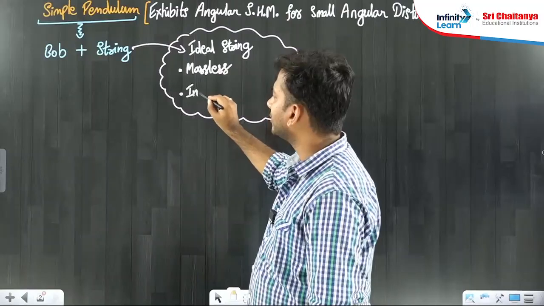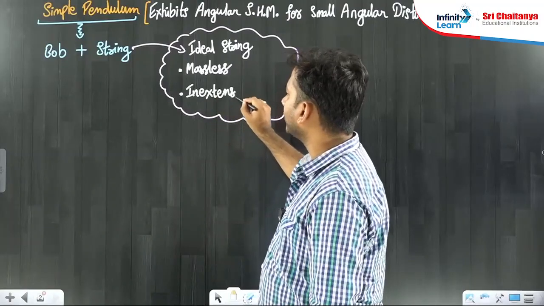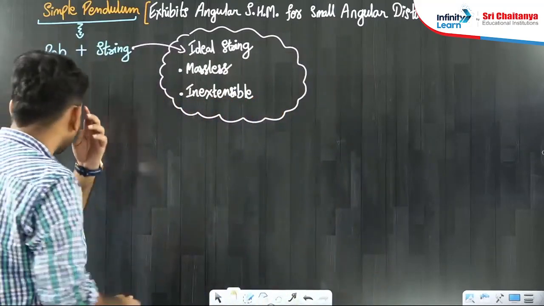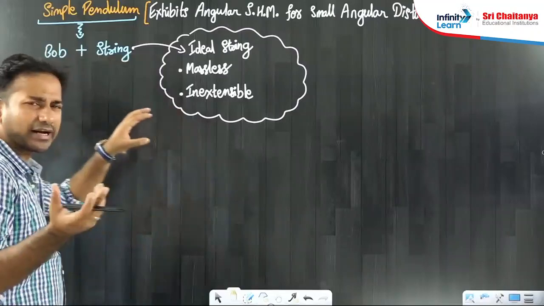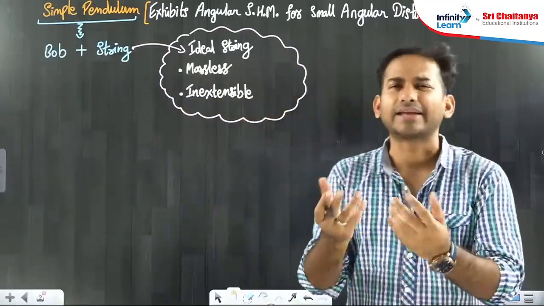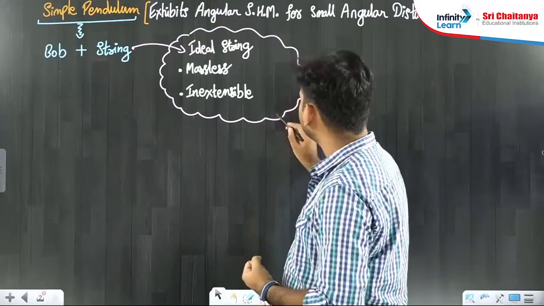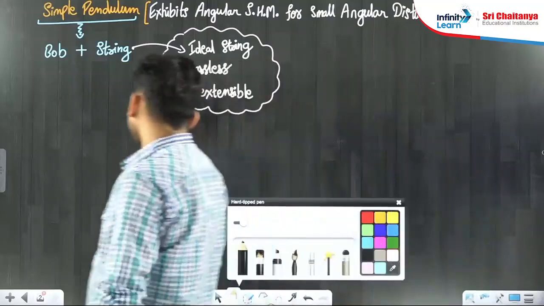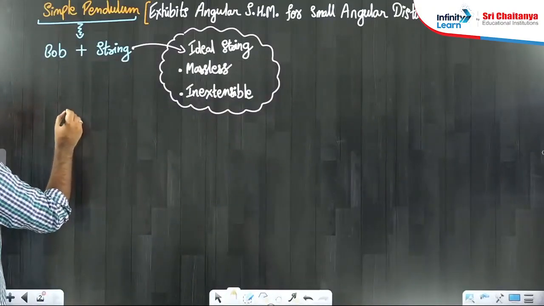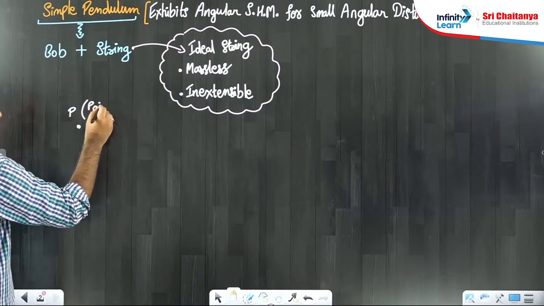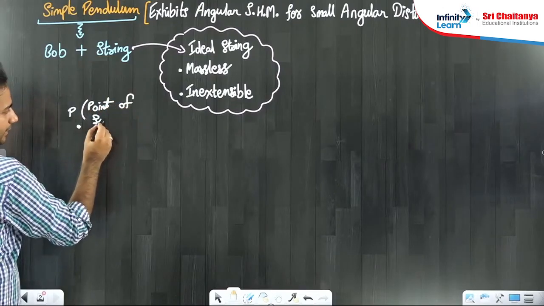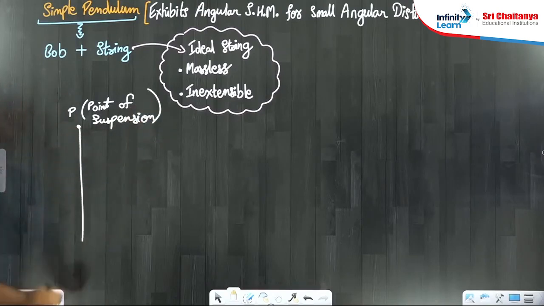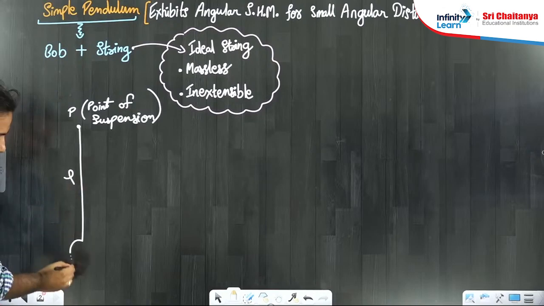Secondly, it is inextensible. So because of the load, there will be no extension produced in case of simple pendulum. So bob plus string, and the bob is generally, practically, a heavy metallic ball. You have seen that n number of times in the labs. So I'm going to talk about this arrangement first. So this is point P, the point of suspension, from where you have suspended it, hanging it. L is the length of the string, M is the mass of the bob.